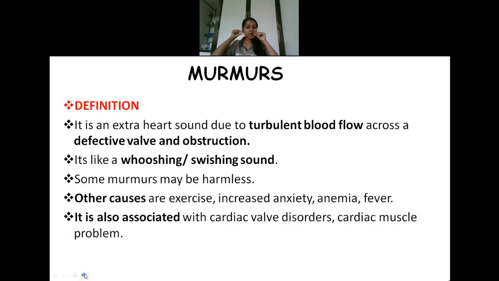That time there is gushing of blood, and that is called turbulence. So murmurs are produced whenever there is excess turbulence of the blood flow, and when there is any obstruction in the valve, usually at that time murmurs are produced. Murmurs are described as a swishing or whooshing sound. You know, when a large amount of water is flowing through a pipe, one type of sound is produced, isn't it? Similarly, the same type of sound is produced here in the murmur.